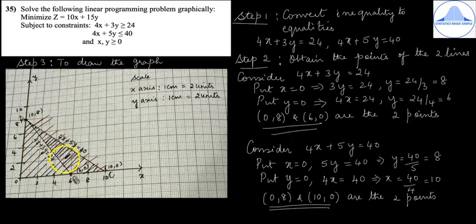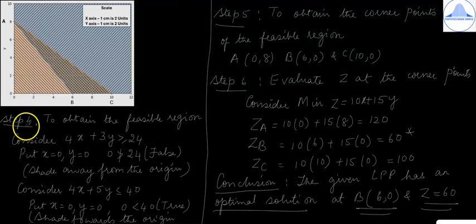Now the fourth step is to find the feasible region. I'll be explaining it in the next slide, but this I have solved it on a graph. So step 4 is to obtain the feasible region. The above graph is similar to the graph which I have drawn on the graph sheet, but this I have generated on Excel sheet.